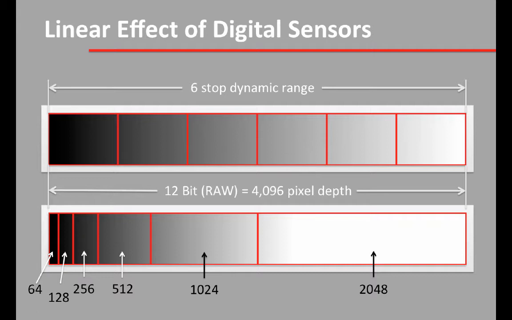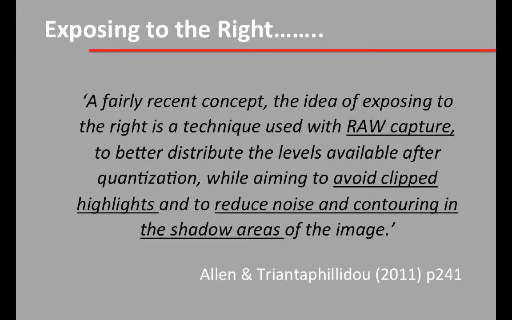Because of the linear effect of digital sensors, we get a redistribution of the pixel values across that whole dynamic range. More in the highlights, less in the shadows. Now this is the concept of a new exposure method. This is the basis of a new exposure method called exposing to the right. Now it's a fairly controversial method, I have to say, but it's an interesting one.